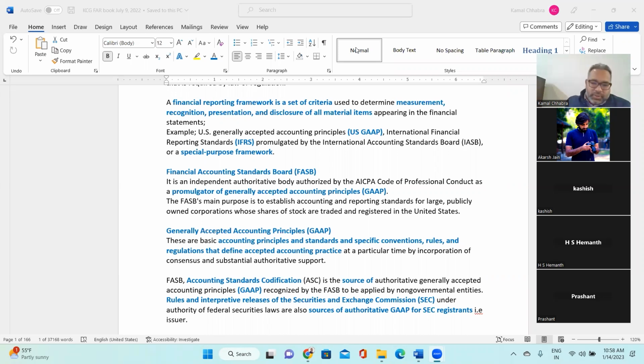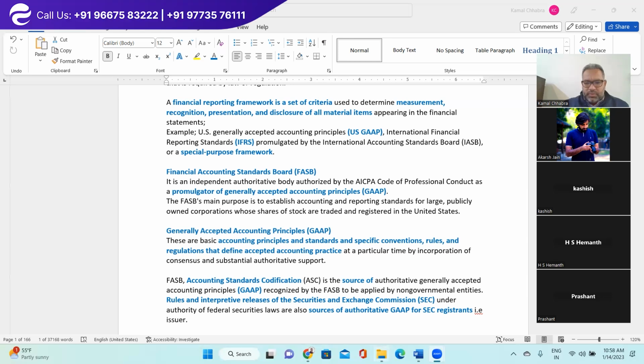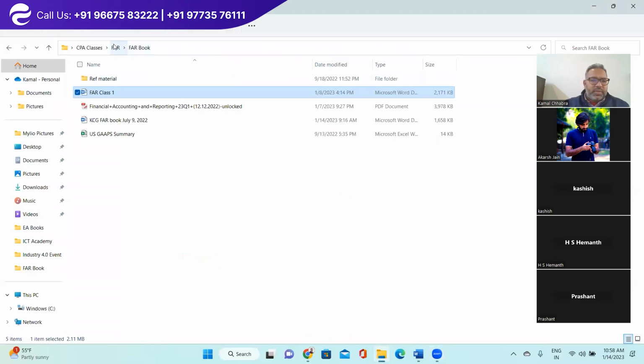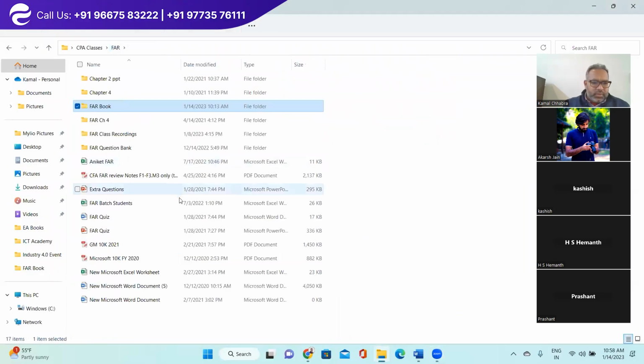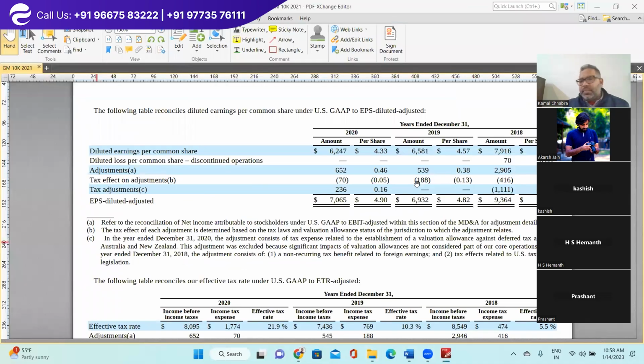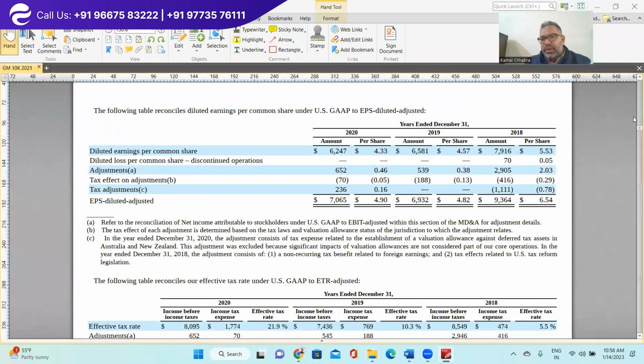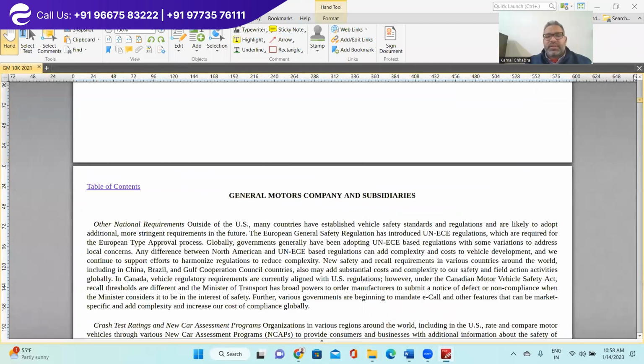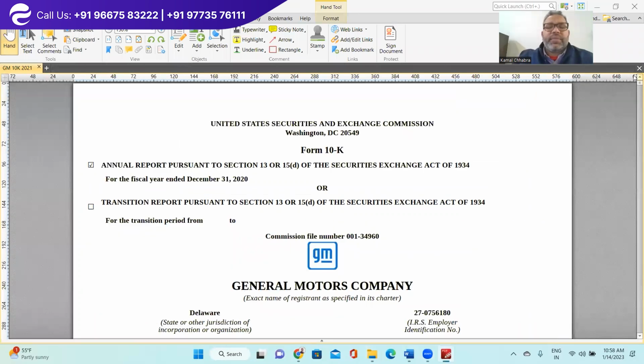So now let me take you to one financial statement. This also I will share with you. This is, let's say, the GM financial statement. So GM is General Motors. This is their FY21 financial statement. So this also I'll share with you.